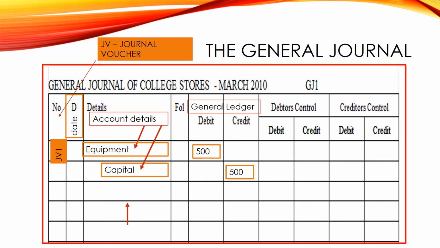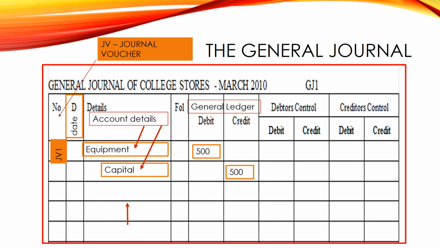Now if you look at equipment and capital, I haven't typed them underneath each other. Capital is being credited, so we slightly indent the account that we are crediting. So we're debiting equipment, and we write equipment against the margin, but we write the account that we're crediting, which is capital, slightly away from the margin to show that we are crediting.